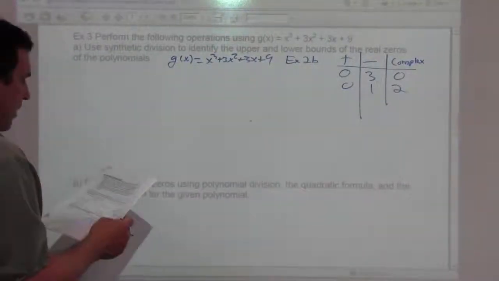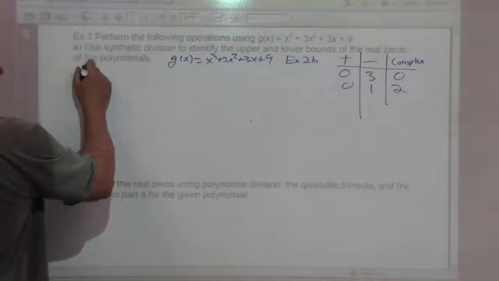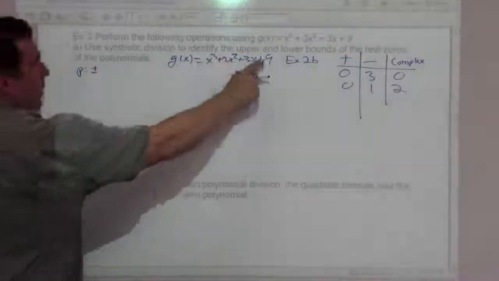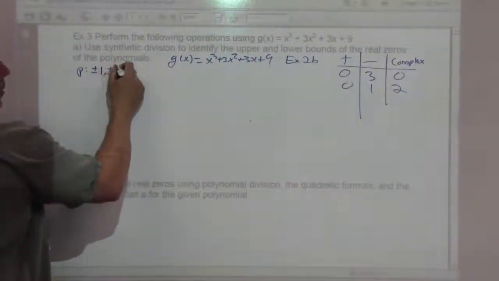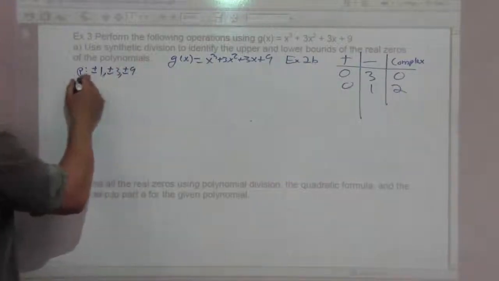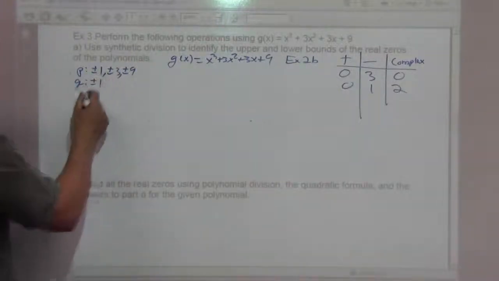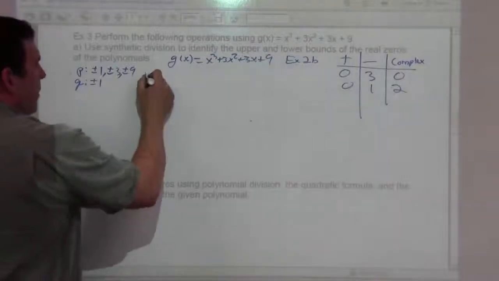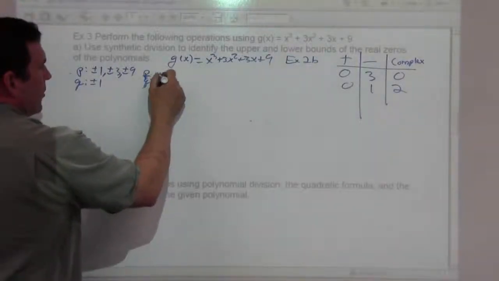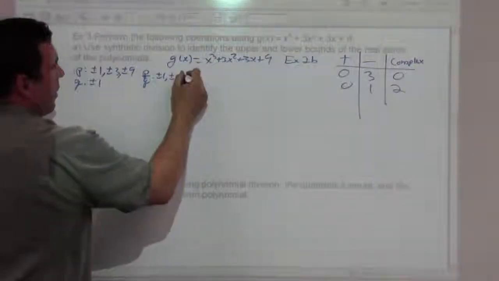So with that in mind, if we look at our possible p's, they would be plus or minus factors of 9: 1, 3, and 9. Our q's would be plus or minus 1. So when we look at p over q, we're looking at just plus or minus 1, 3, and 9.